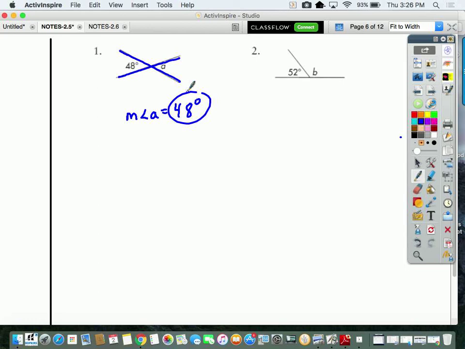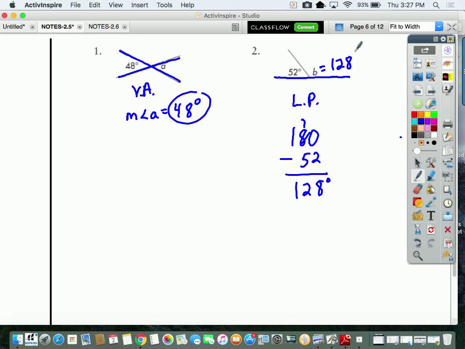Okay, second one. So first one again is the vertical angle, so I'm going to put VA down. Number 2 makes up a straight line, so that's a linear pair. So I'll put down LP, and they should add up to 180. So what I can do is I can take 180 and subtract 52. So if I subtract, I get 128 degrees, and that's for angle B. Okay, so we've had a vertical angle, we've had a linear pair.